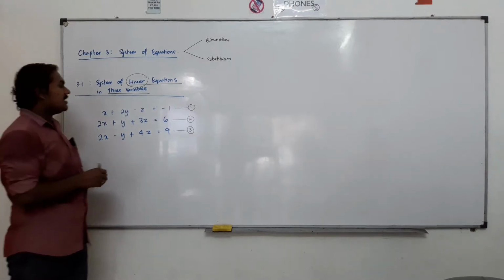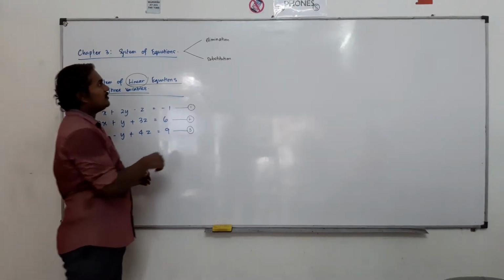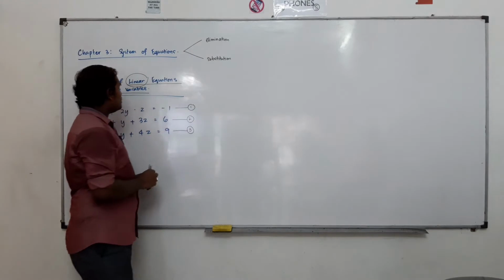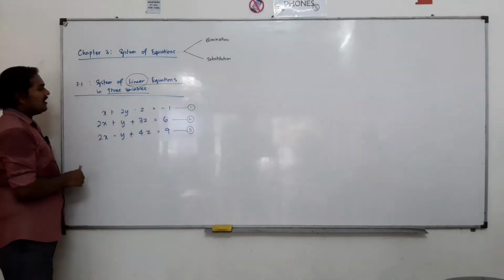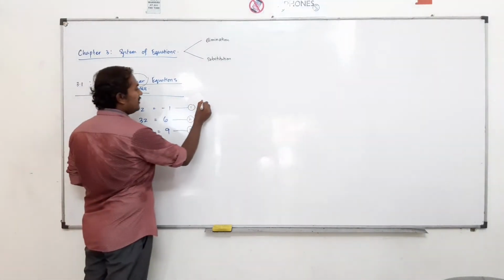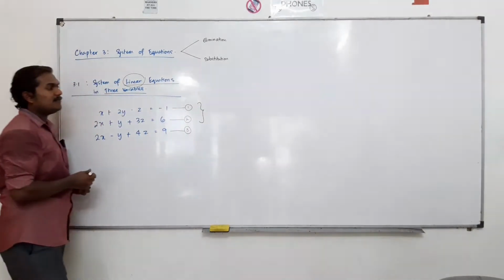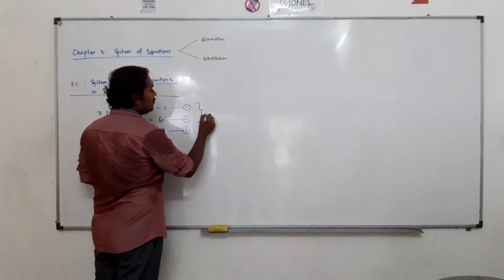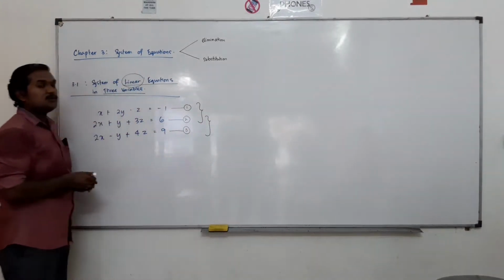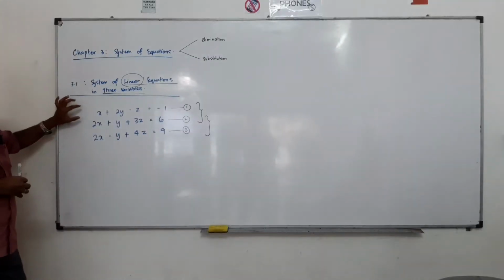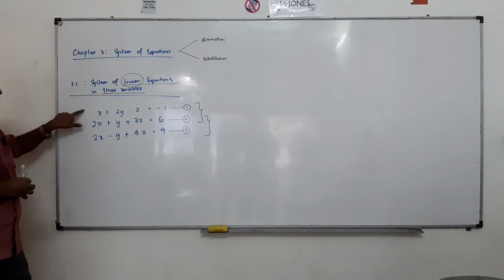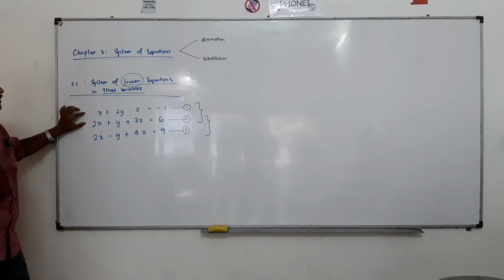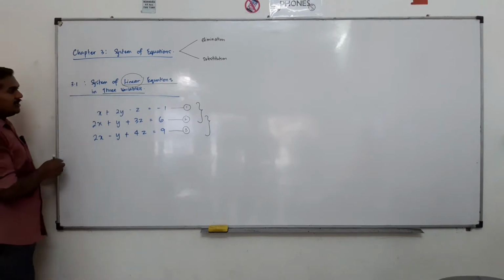Second step, we are going to undergo the elimination method. Due to that, we are going to relate equation 1 and 2. That means we are going to do elimination between equation 1 and 2, and we are going to do elimination between equation 2 and 3. By doing elimination between these two equations, we will be getting another new equation. So we go for the elimination method now.